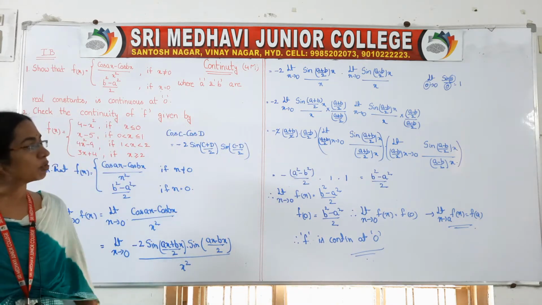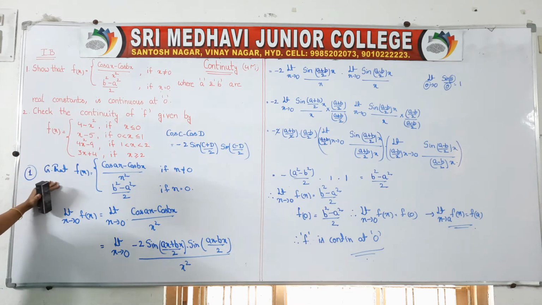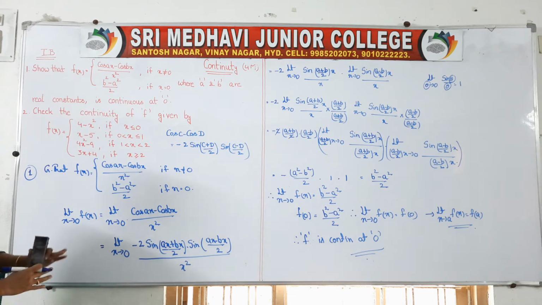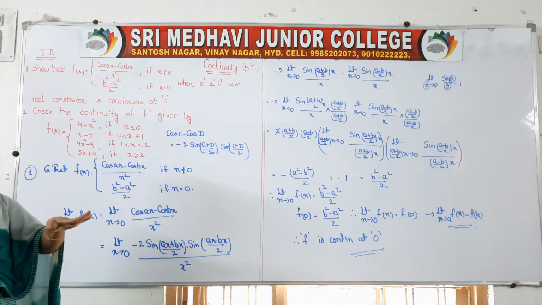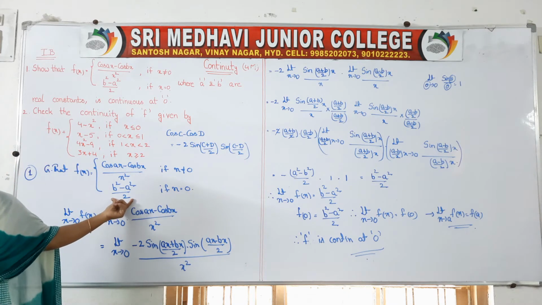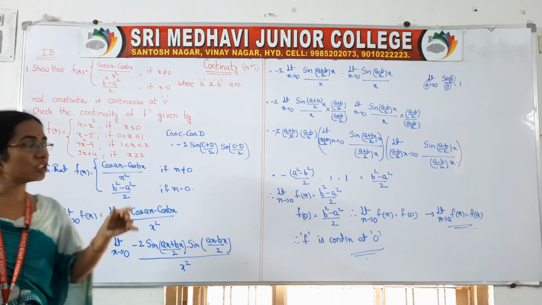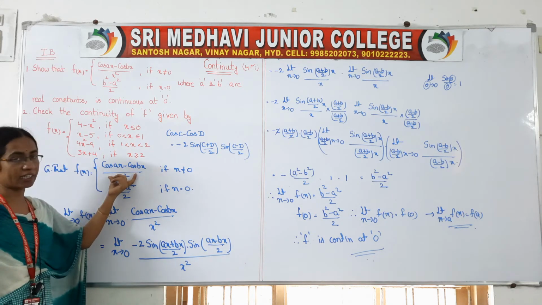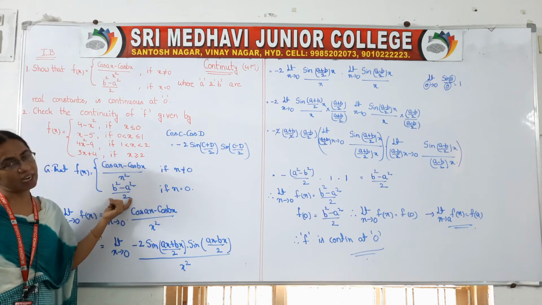Okay, so how will we find this equation? Given f of x is equal to cos ax minus cos bx by x square, if x not equal to 0, and if x is equal to 0, this is the given function. That means the function is defined like this when x is not equal to 0, and defined like this when x is equal to 0.